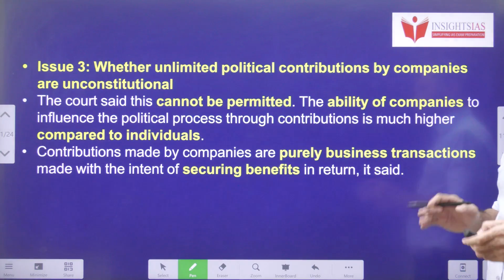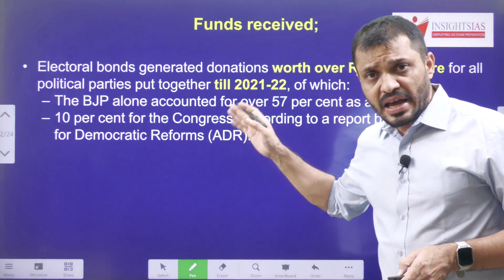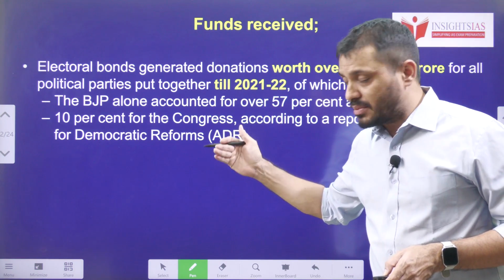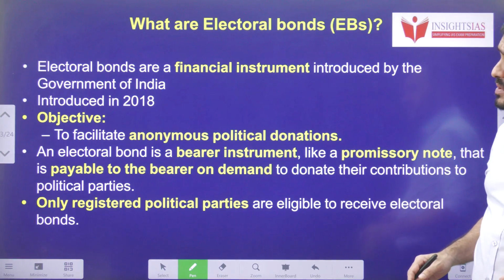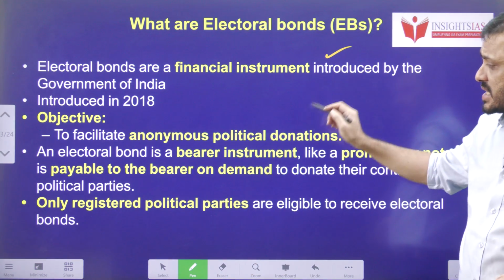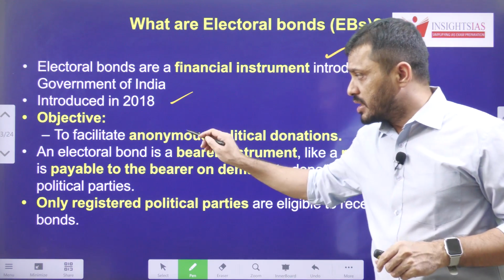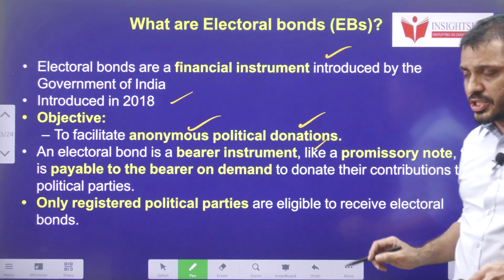So these are the various issues regarding the electoral bonds. Regarding the data, I showed the data from the Association for Democratic Reforms. Electoral bonds, these financial instruments, were introduced in 2018, mainly to control black money and to facilitate anonymous political donation.